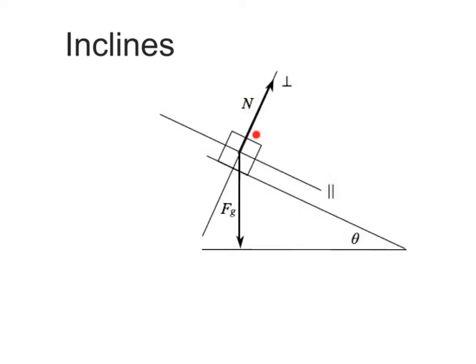So an incline problem is when you have a box, something like this, that's sitting on a ramp, otherwise known as an incline. It's going to go down the incline like that.